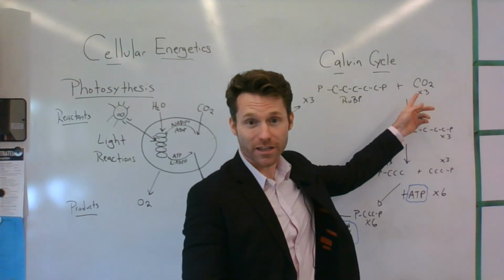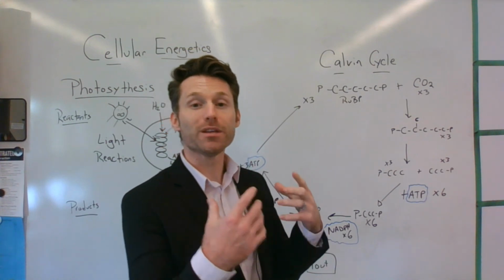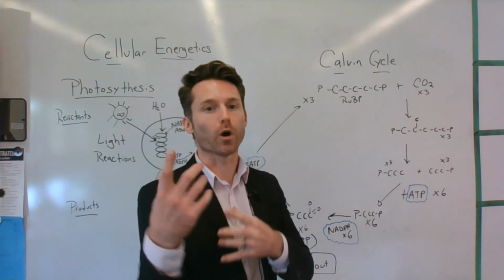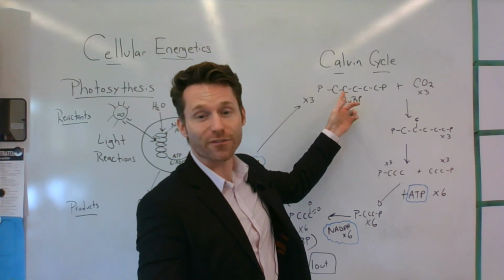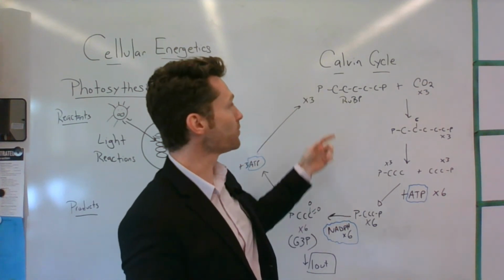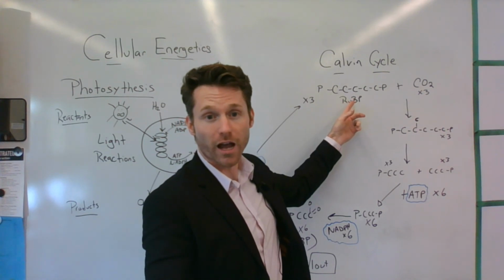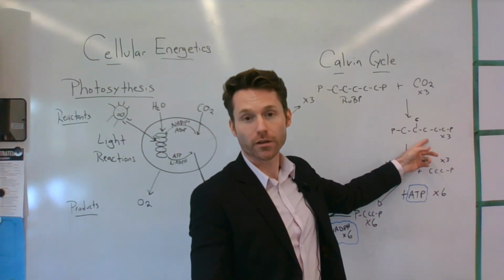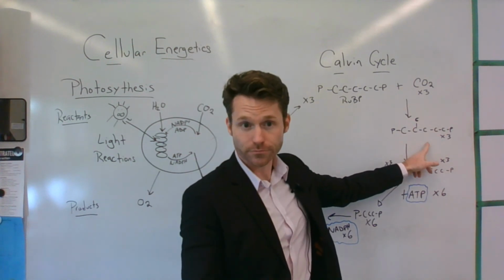So the carbon is taken. Technically, I'm going to be using 3 carbon dioxides, and they are being combined with a molecule that's floating around in the stroma already. This RuBP molecule is a 5-carbon molecule with some phosphates on it. When you combine the carbon from carbon dioxide with the RuBP molecule, we get a 6-carbon molecule. And so the first step is to go from being this to this.